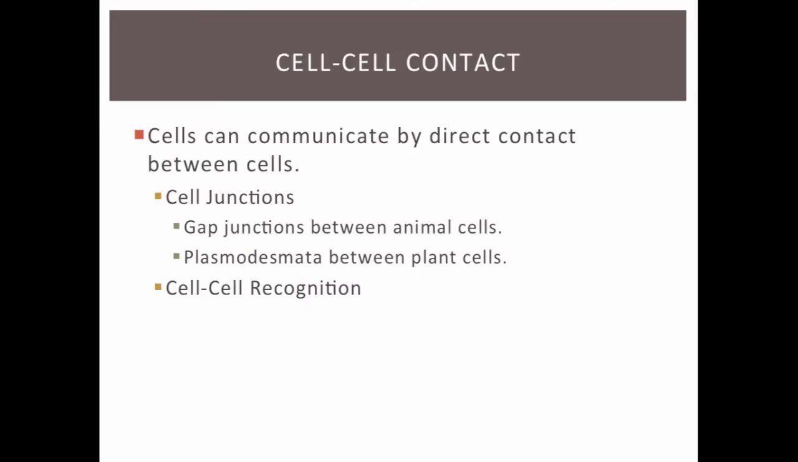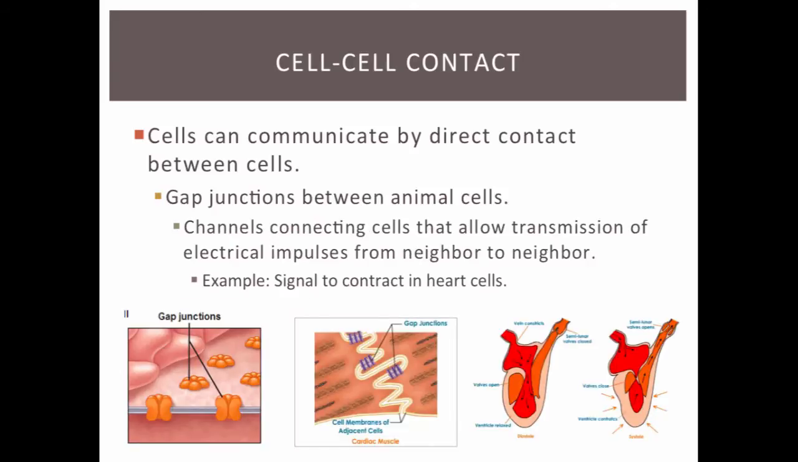All right, on to our discussion of communication via cell-to-cell contact. This happens two ways: cell junctions between cells or cell-to-cell recognition via membrane proteins. Animal cells sometimes communicate by sending electrical impulses from one cell to a cell neighbor directly next to it. This is different than neurons. We'll talk more about neurons later. So gap junctions are protein channels on a cell's plasma membrane through which an electrical signal can pass from one cell to the next.